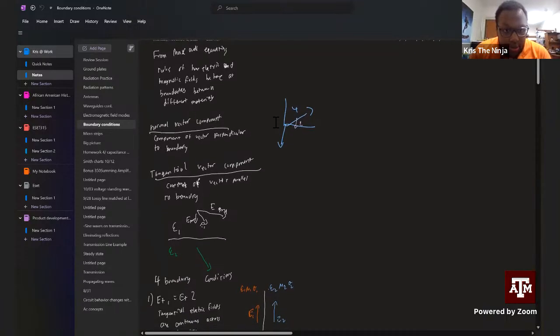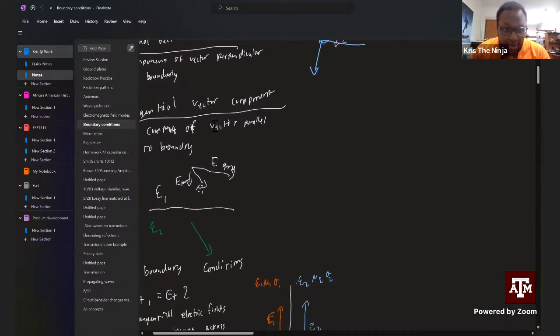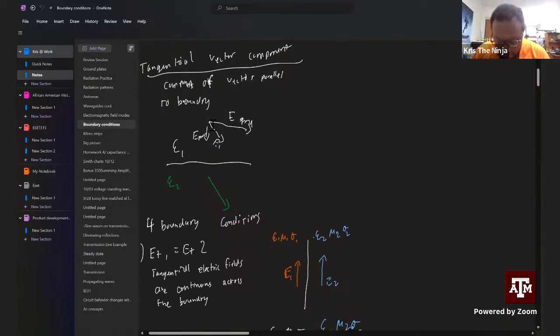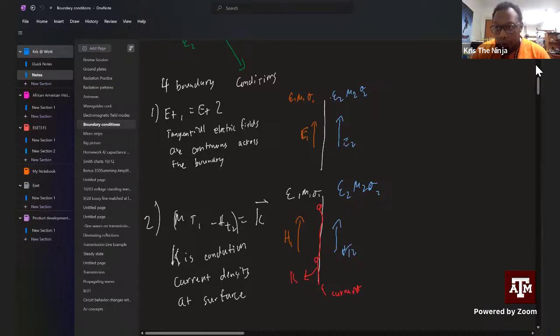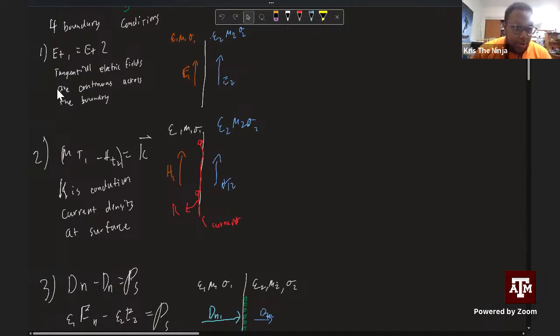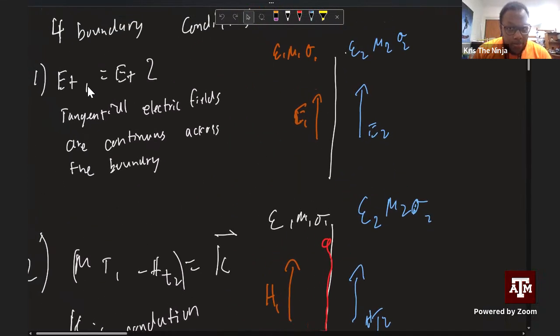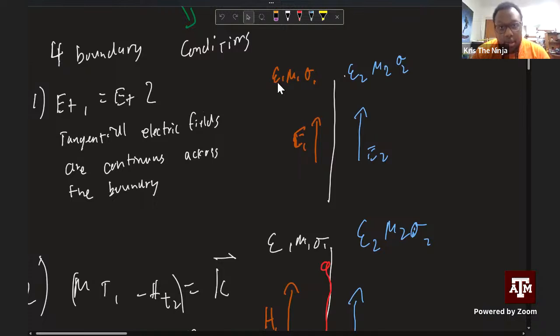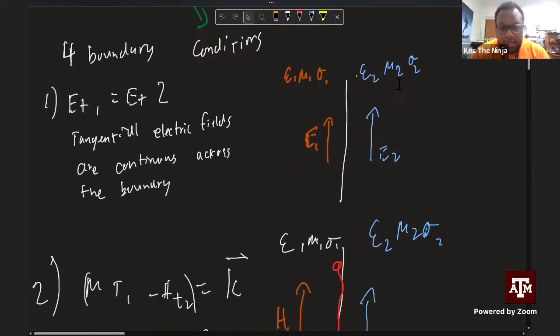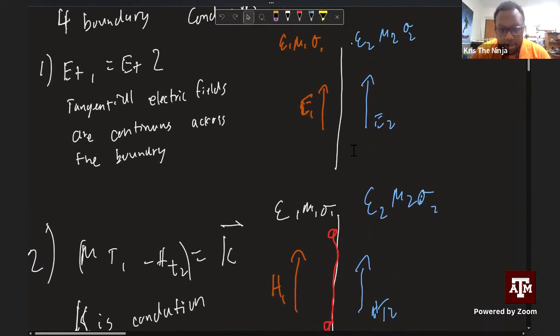So the tangential vector is just a vector that's tangent to it. You can see it drawn out there. But essentially there are 4 boundary conditions, and this is how waveguides work. The first boundary condition is the electric fields. The electric fields on either side are equivalent and they equal 0, so that they're continuous across the boundary. So epsilon 1, mu 1, and sigma 1 are equal to epsilon 2, mu 2, and sigma 2. And that shows that they're tangential.